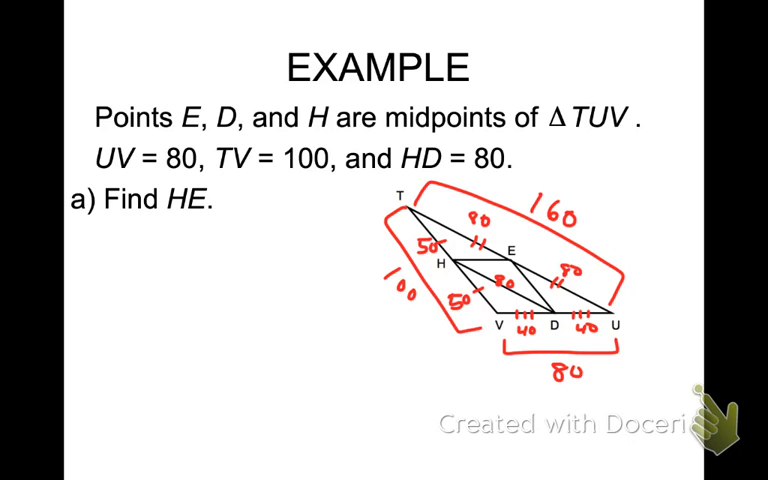All right, so we're asked to find HE. So HE is right here. It's a mid-segment. It's parallel to that third side, so it's going to be half of that, which would be half of 80, so 40.